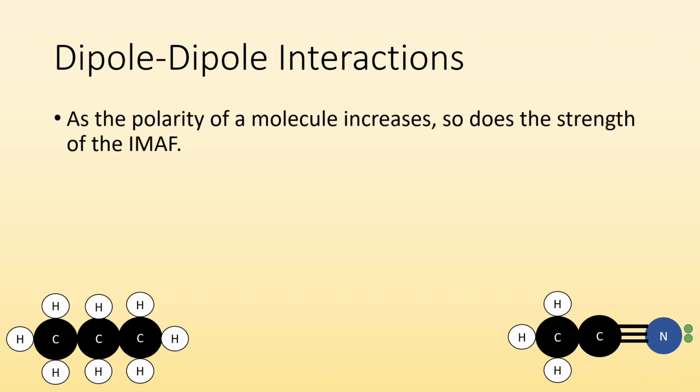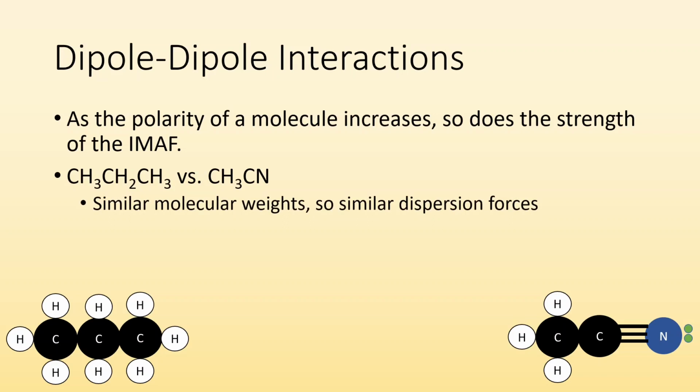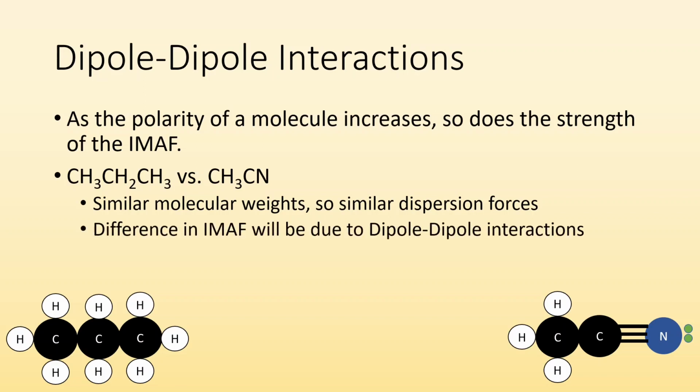All right, so dipole-dipole interactions. As the polarity of a molecule increases, so does the strength of the IMAF. So if I take a look at these two different molecules, they have similar molecular weights, so the dispersion forces are going to be really similar. So any difference in their physical properties is going to be due to the dipole-dipole interactions. And if we take a look, all right, I got this pretty neutral atom. There's no dipole there. But then on the other molecule on the right, you see the nitrogen is going to have the negative charge on that end.